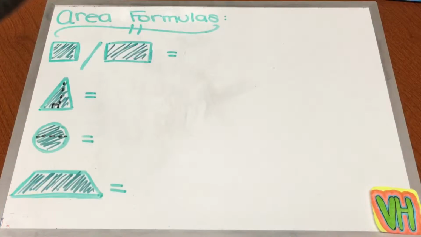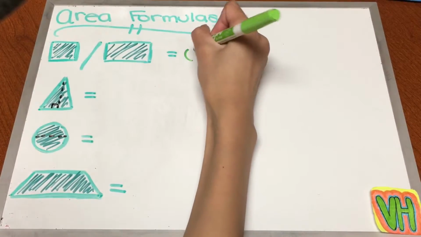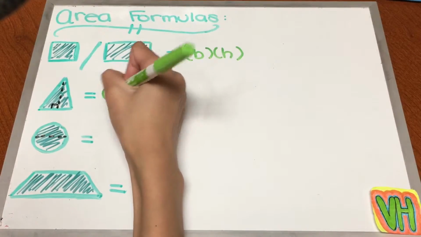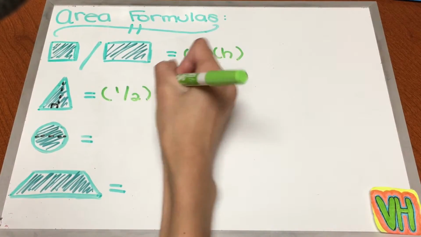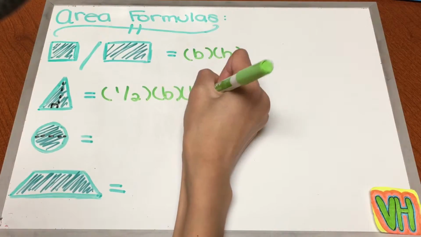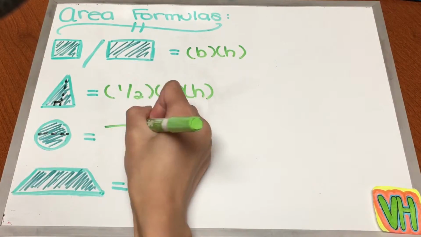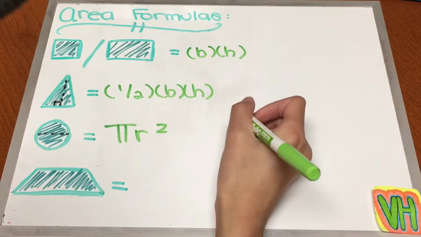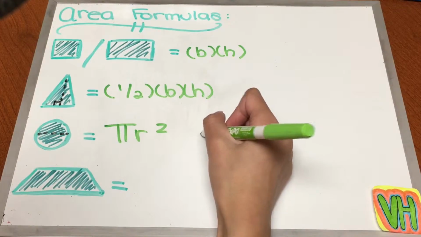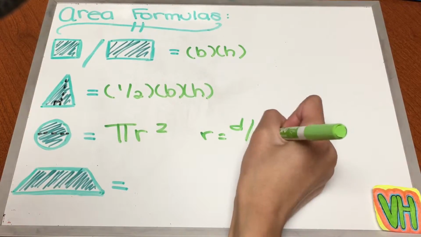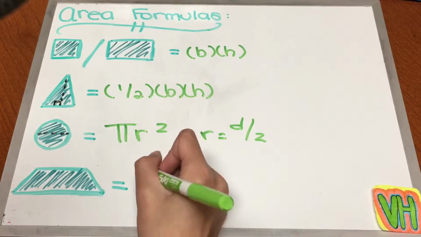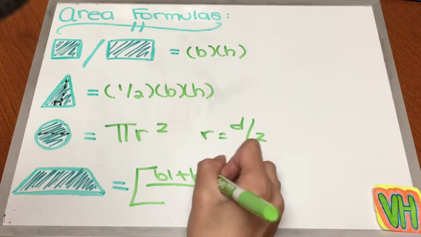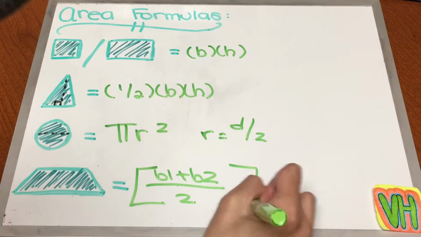Okay. We're now going to go over area formulas. The area formula for a parallelogram is base times height. The area formula for a triangle is half times base times height. The area formula for a circle is pi r squared. Find r by getting half of the diameter, which is r equals d over 2. To find the area for the trapezoid, it's base 1 plus base 2 over 2 times height.